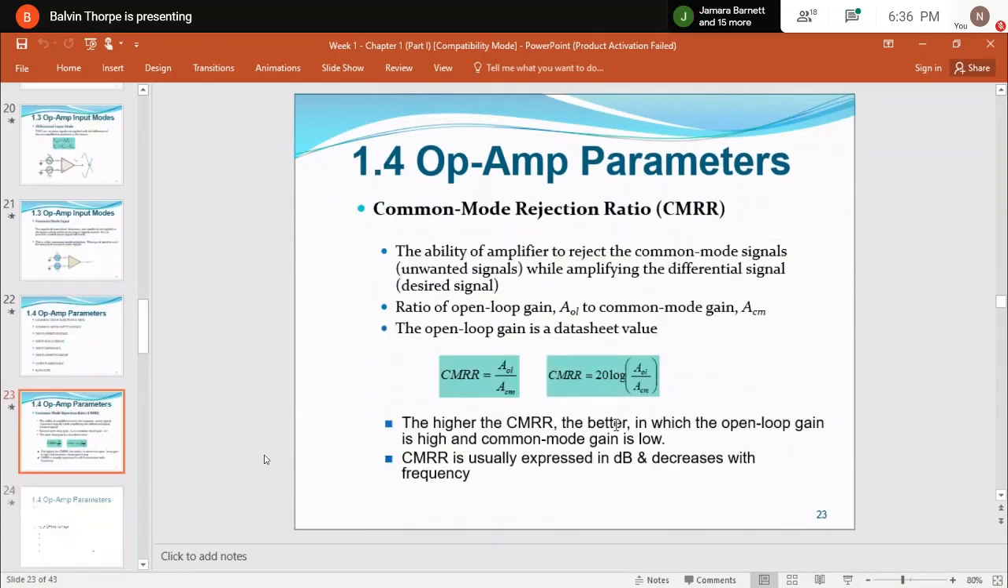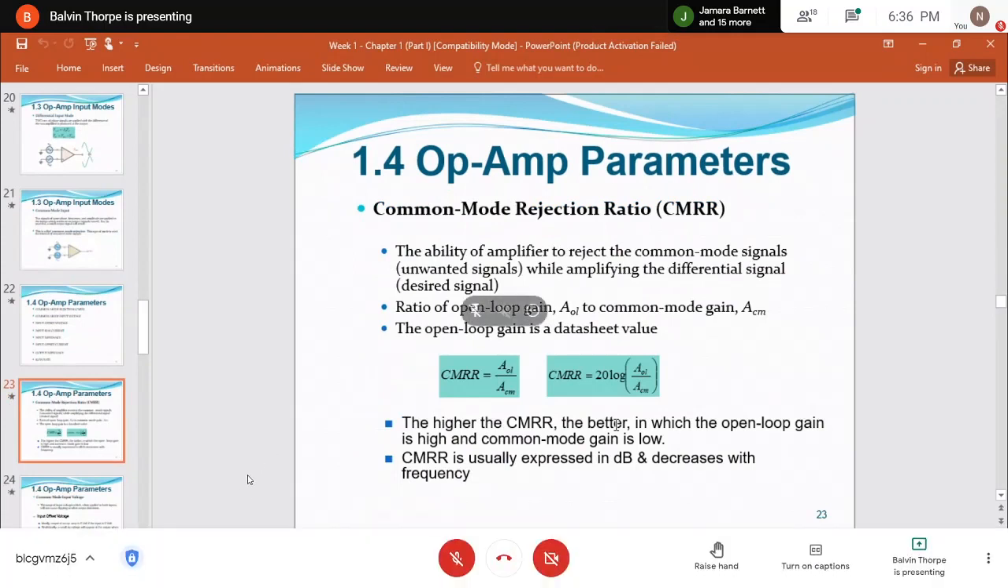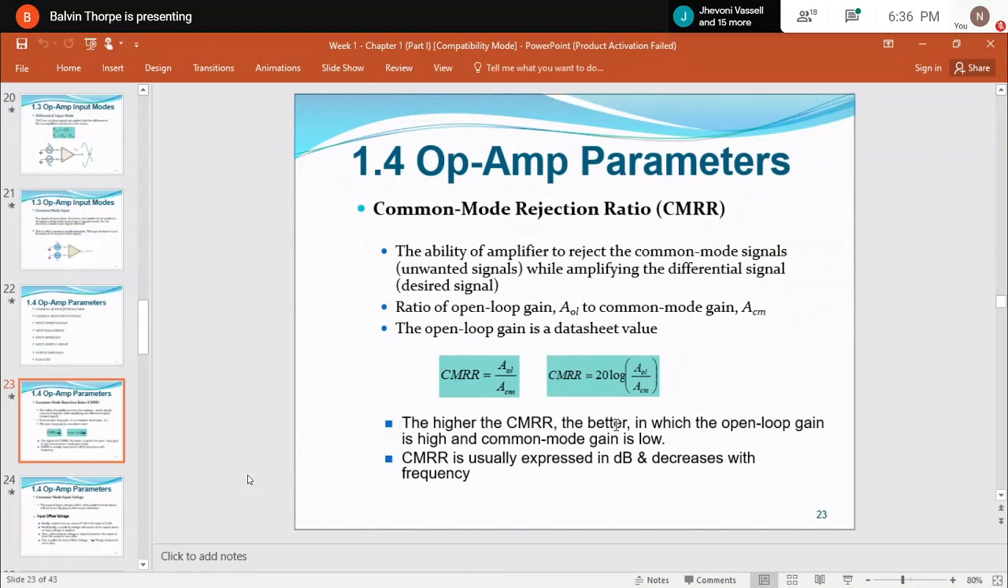Any question? You can see that on the next slide. That's exactly what I'm saying: the ability of an amplifier to reject a common mode signal, that is the unwanted signal, while amplifying the different signal is what the CMRR is.